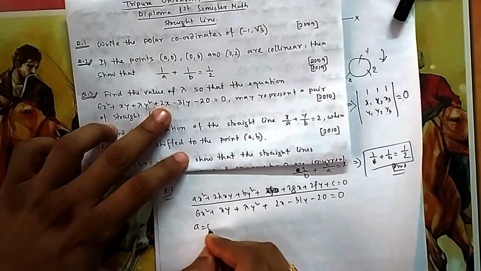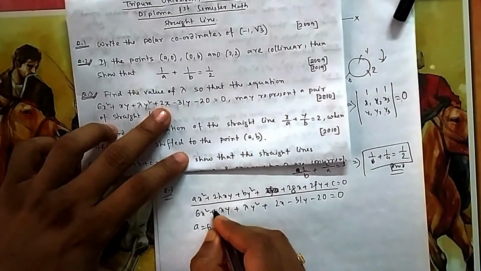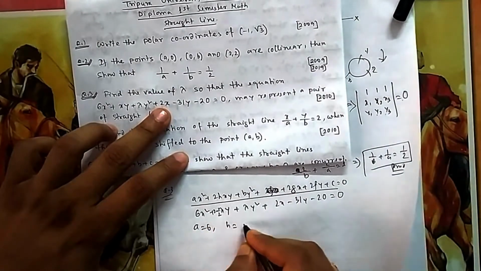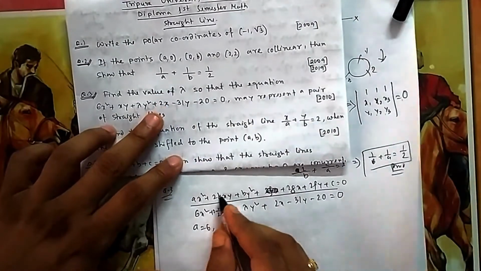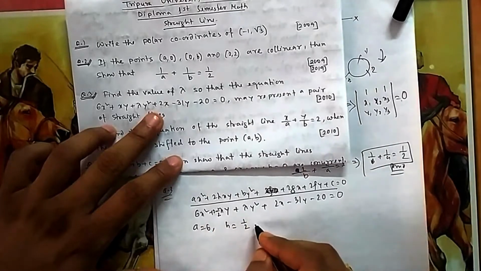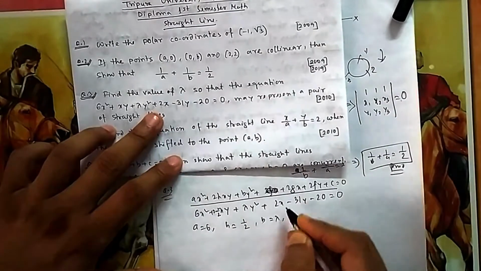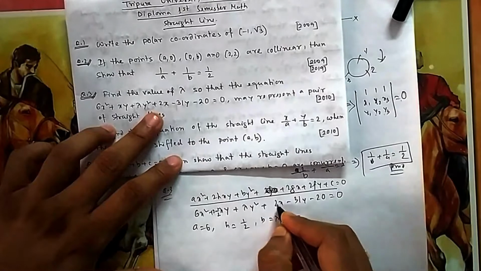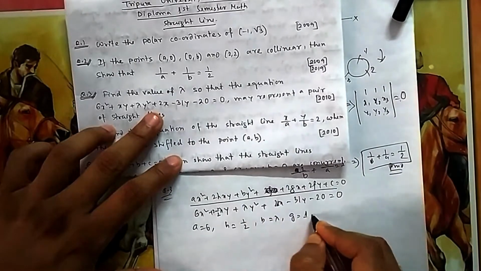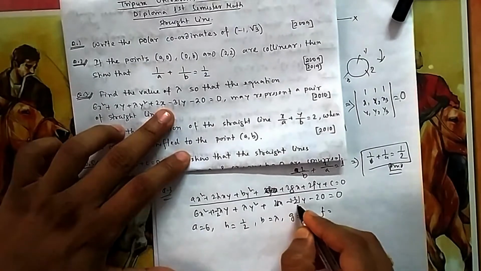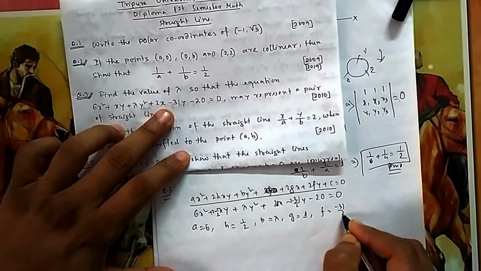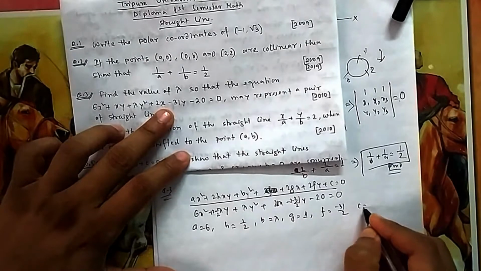So what is a? a is equal to 6. What is h? You can write xy as 2 into half, so h can be written as half, because 2 into something should be there, so 2 into half will make it xy. And then b is equal to lambda, and then g is equal to 1, because you can write 2 into 1, so g is 1. What is f? You can write it 2 into minus 31 by 2, so f is minus 31 by 2, and then c is equal to minus 20.